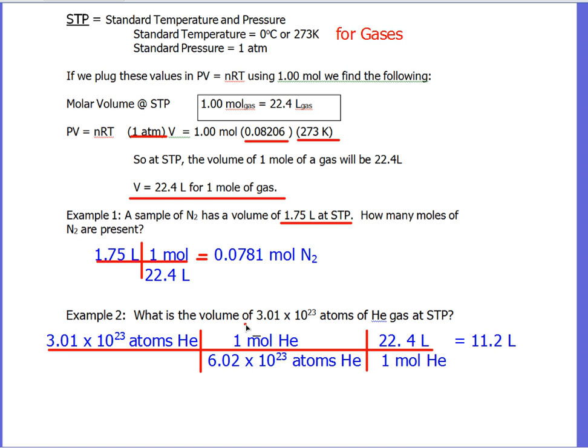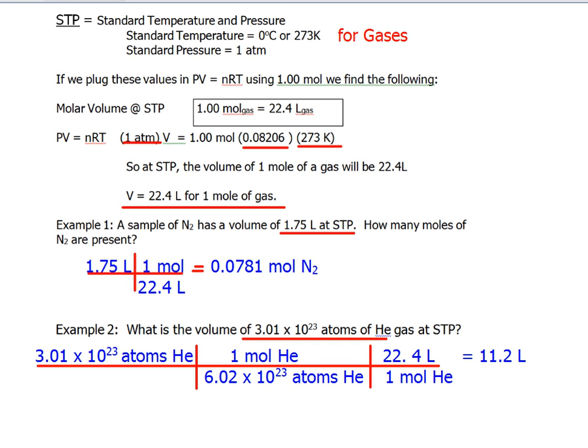Example 2. What did they do? They gave us atoms of helium? Well, that's not too unreasonable. We could say, here are atoms. We know the relationship between atoms and moles from Avogadro's number way back. I've converted atoms to moles and then moles to volume. There we go, 11.2 liters. Not terrible, see? Use your scientific notation buttons on your calculators.